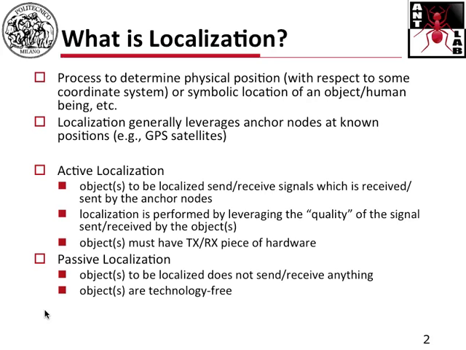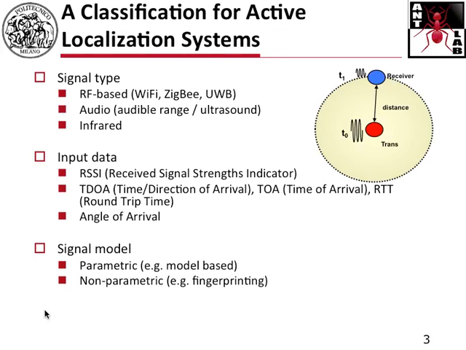Okay, so let's focus a bit more on active localization systems, which are the most diffused ones. And let's have a look at how the position can be inferred out of the quality of a signal. There are different types of active localization systems, or better, you can classify active localization systems depending on different criteria. The first one is the technology. So what kind of interaction happens between anchor nodes and the client node? What kind of technology can we use to localize?